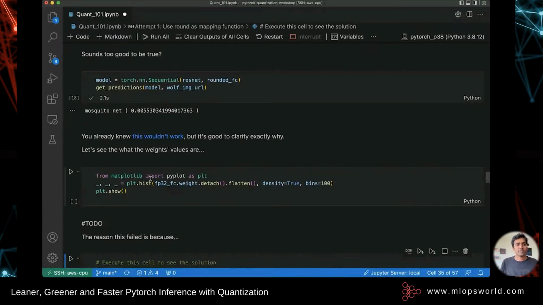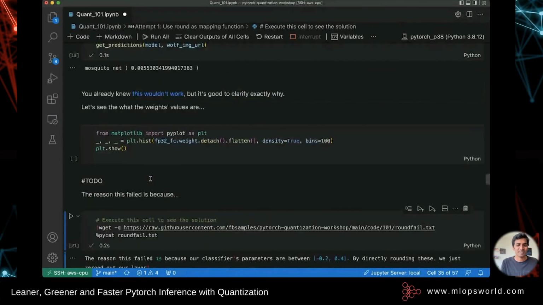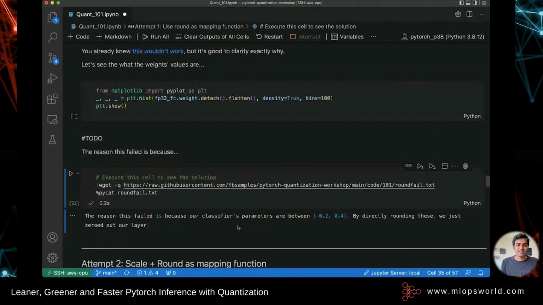Thank you so much. So Nabila has shared what the min and max values of our weights are, and you can see that they're falling between minus 0.2 to 0.7. So you can imagine what a round would do to this. It would just destroy all our weights and bring them to zero. Yeah, we just zeroed out our layer when we did this.